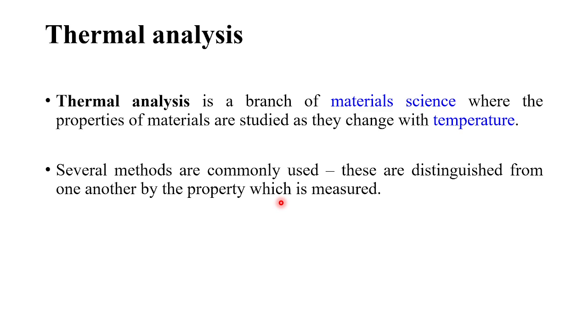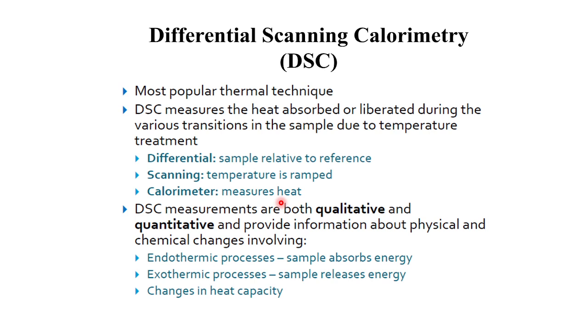So today we will mainly focus on different thermal characterization of polymeric materials. Thermal analysis basically is a branch of material science where the properties of materials are studied by scanning or changing the temperature. Different methods are used, distinguishing different analytical techniques, and we measure different properties through different thermal analyses. So the first one is differential scanning calorimetry.